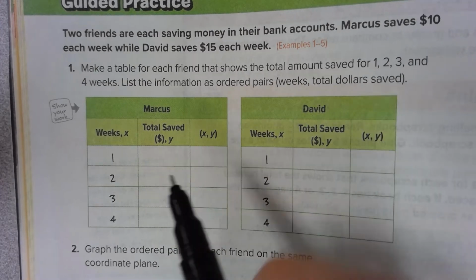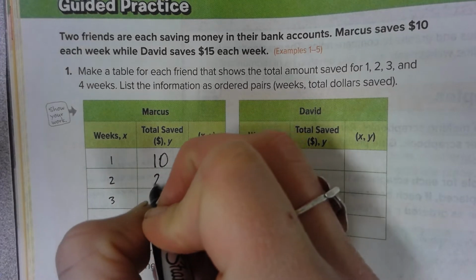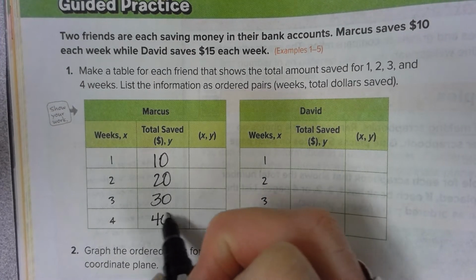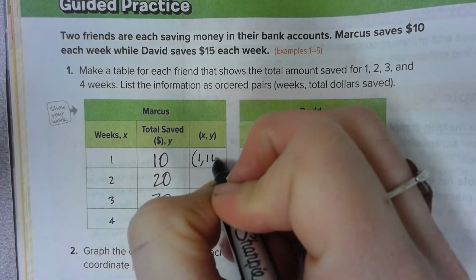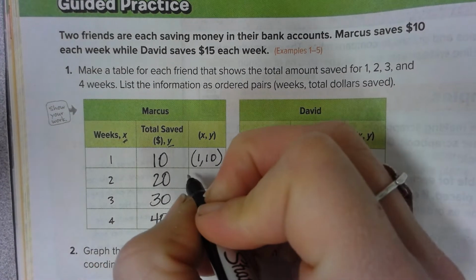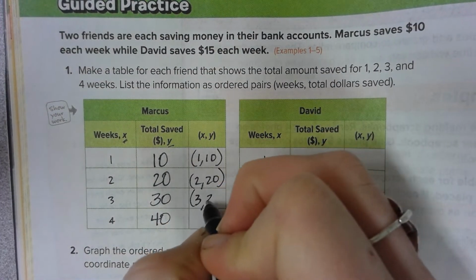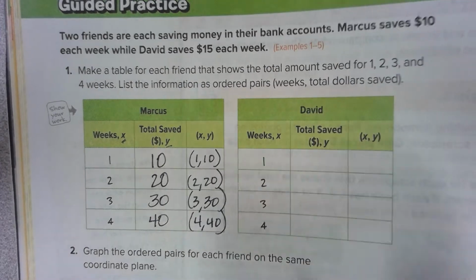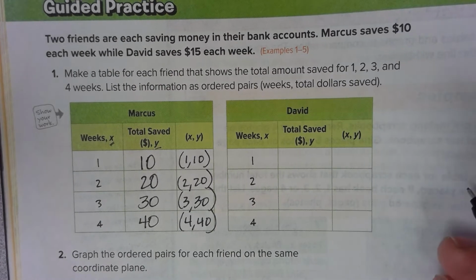So this is Marcus. He saves $10 a week. After week 1, how much money will he have saved? He will have $10. After 2 weeks, 20, 3 weeks, 30, 4 weeks, 40. Now let's make them into an ordered pair. So we have 1, 10, our x and our y, and look at, they tell us right here, x and y, 2, 20, 3, 30, and 4, 40.